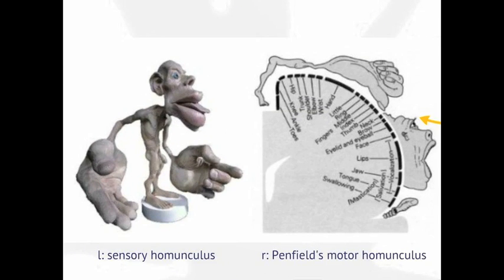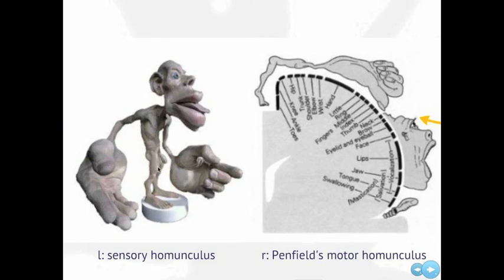Okay, and this brings us to the end of our perception lecture, which talks about the homunculus. The homunculus, this word in the bottom left, just means small man in Latin. It's a way that we use a scale model to indicate which parts of our body are more sensitive in terms of sensory or motor abilities. So on the left side of the screen, you see the sensory homunculus. This figure is made in proportion to the amount of surface area that we are sensitive to.